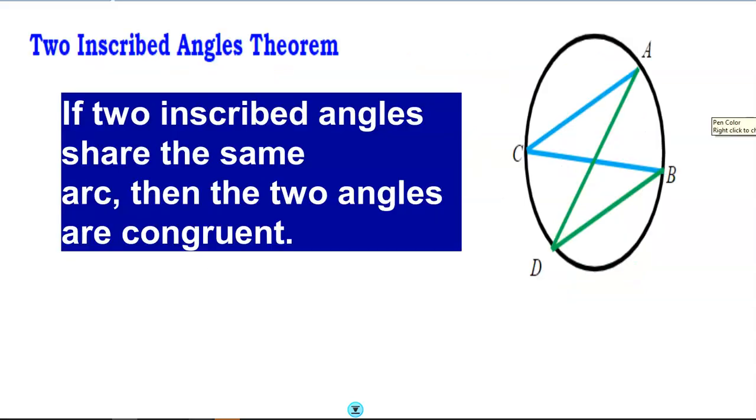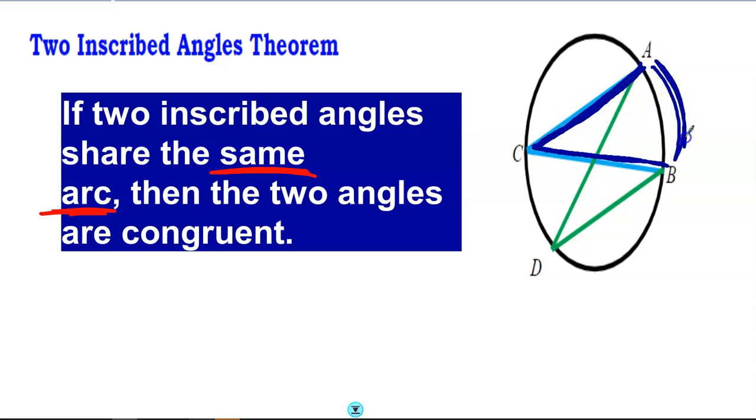If two inscribed angles share the same arc, this is a big deal, same arc, then the two angles are congruent. Okay, so for example, I have ACB, and that arc is right here. Use color, please. And then I have this angle right here, and they have the same arc. So they share an arc, so therefore these angles are congruent.